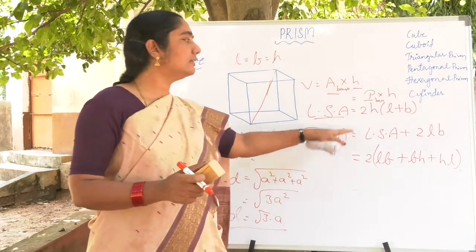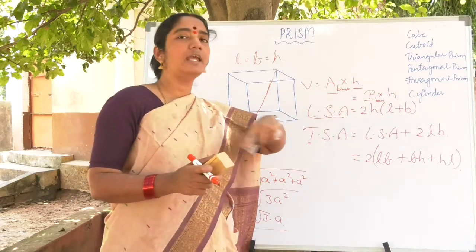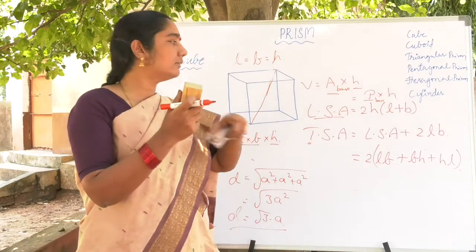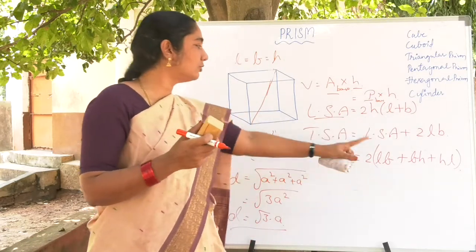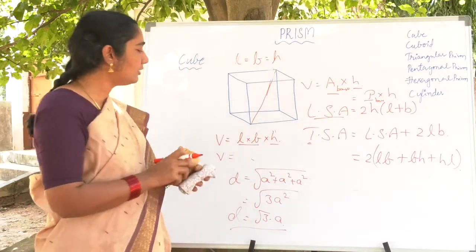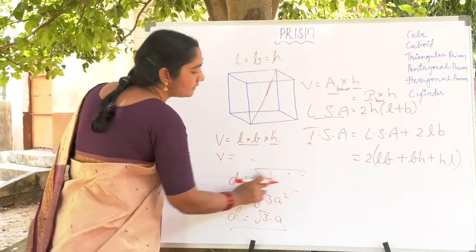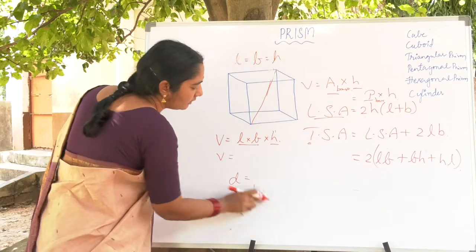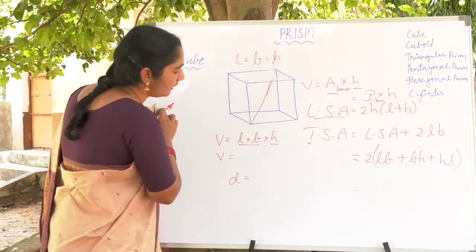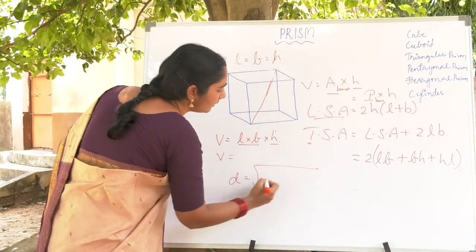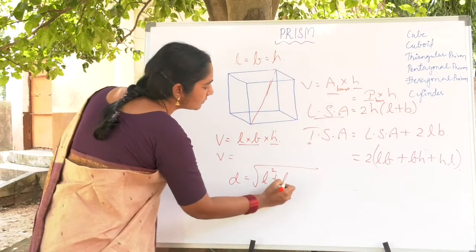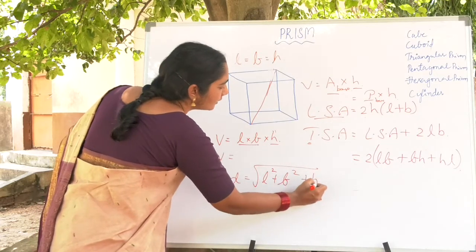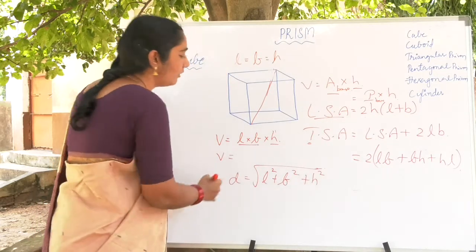Total surface area is lateral surface area plus area of the above and below surfaces, that is 2 into (LB plus BH plus HL). So you got this formula. Now coming to the diagonal, the longest rod that can be introduced into the cuboid is given by the formula under root of L square plus B square plus H square. So that is the value of the diagonal.